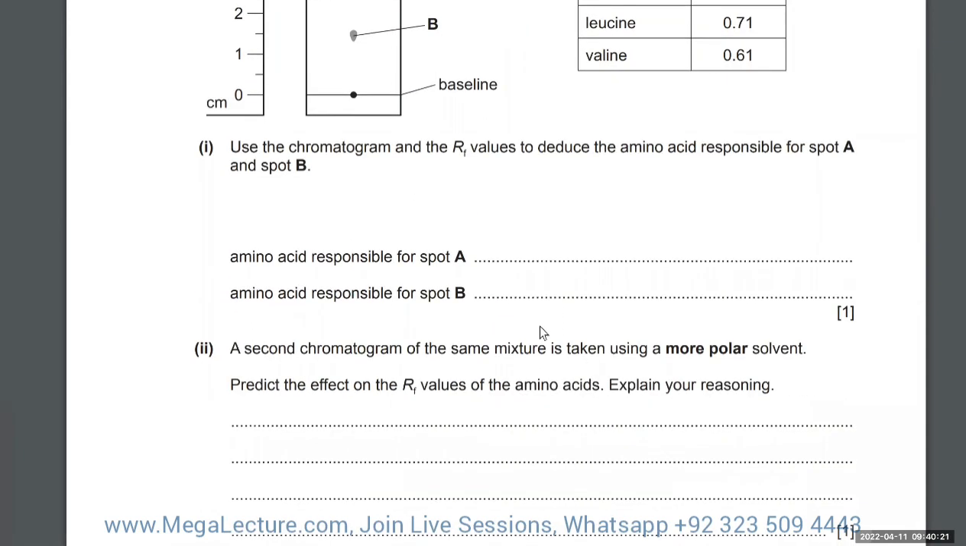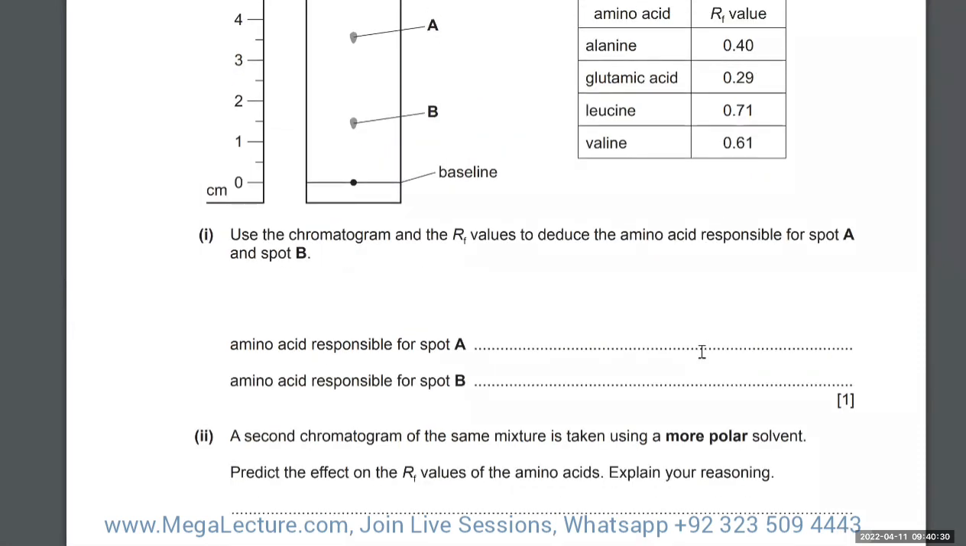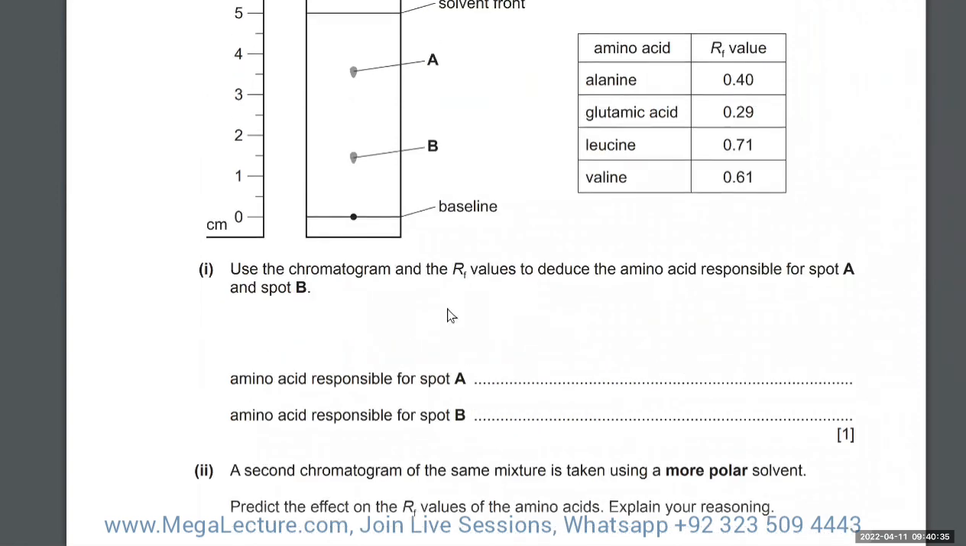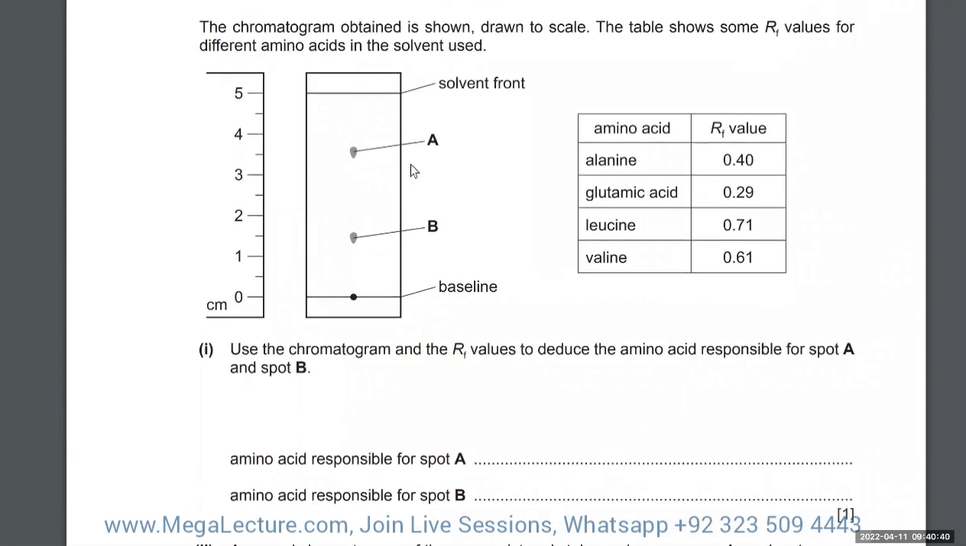Here's a second chromatogram of the same mixture taken using a more polar solvent. Predict the effect on RF value of amino acids. Achha, so remember, amino acids are polar as well. So if it's a more polar solvent, the amino acids will travel a lot more distance. Okay, sorry, the solvent is more polar. So the amino acid would remain dissolved in the solvent. Is that clear? And they would travel a larger distance.